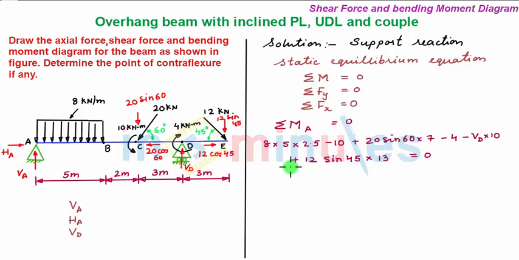Now we see that in this equation there is only one unknown VD. Now after solving this, we get the value of VD equal to 32.55 kilonewton. Since the value comes out to be positive, hence the assumed direction of VD is upward, is true, and it is upward. Now let's apply the second static equilibrium equation, which is summation of all vertical force, that is Fy equal to 0.